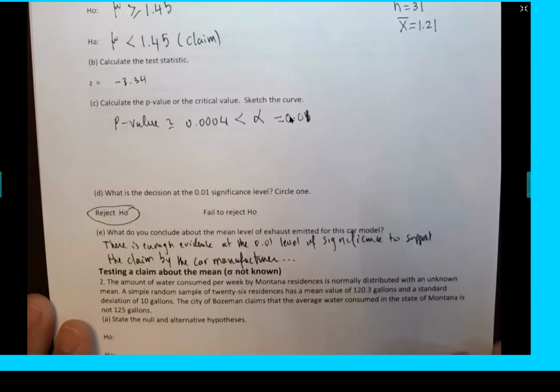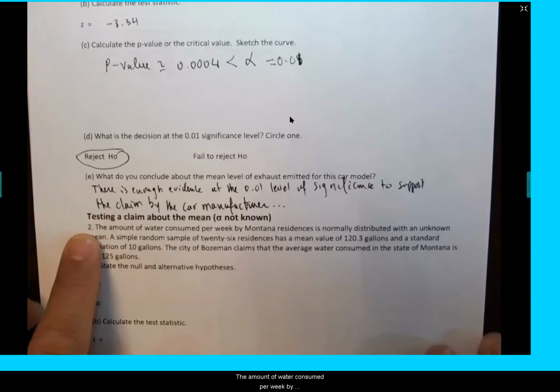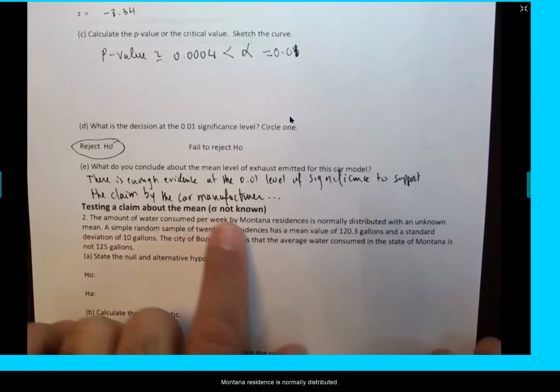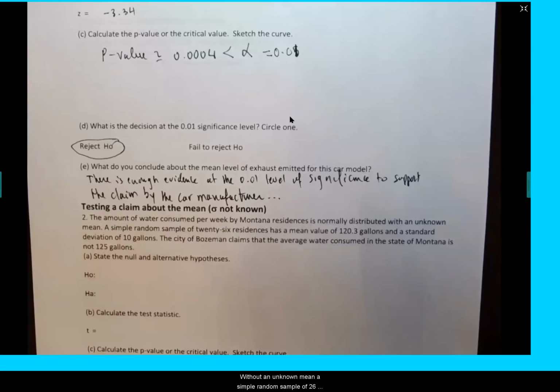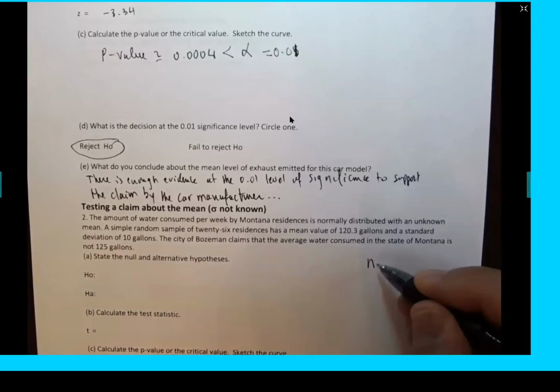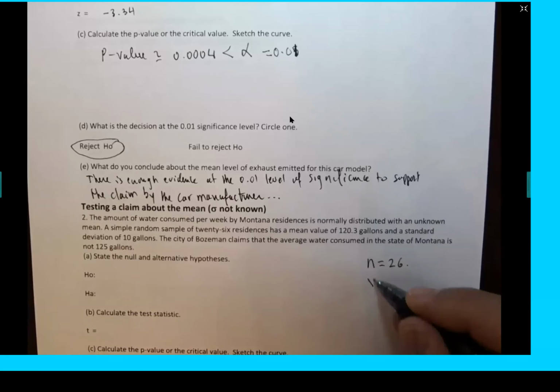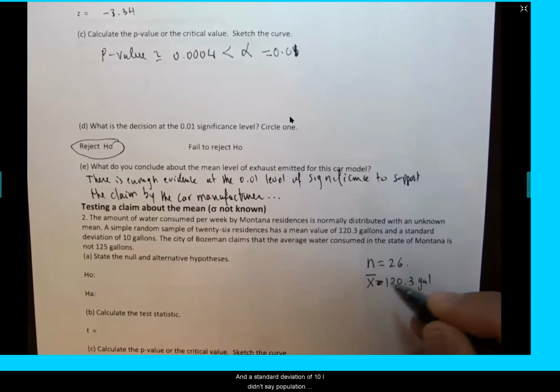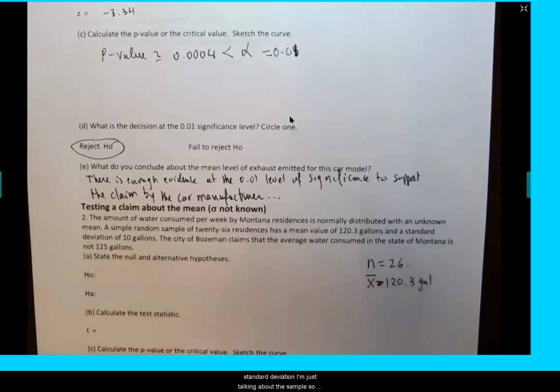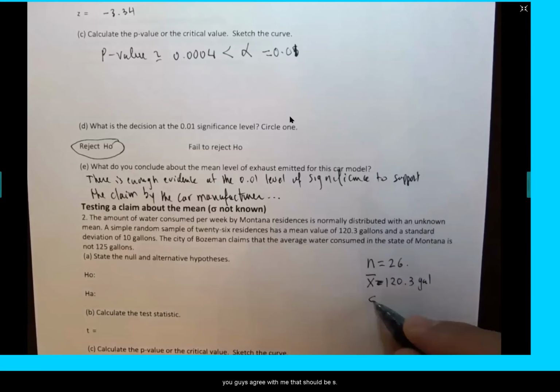Watch, guys. Number 2. The amount of water consumed per week by Montana residents is normally distributed with an unknown mean. A simple random sample of 26 residents, so you guys agree, N is 26, has a mean value of 120.3 gallons and a standard deviation of 10. I didn't say population standard deviation. I'm just talking about the sample. So you guys agree with me that should be S. Unless it says a population standard deviation, it is S now.